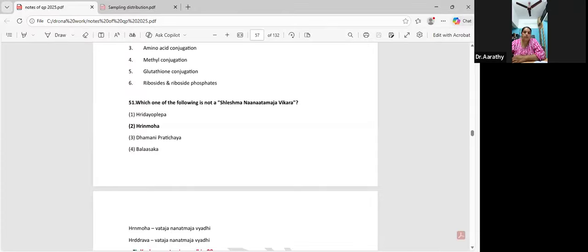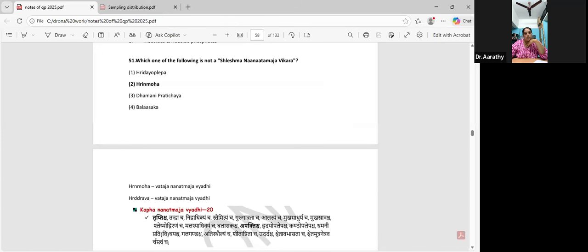Now, Sleshma Nanatmaja Vikara: you have to study the number of Nanatmaja Vikaras for Vataja, Pittaja, and Sleshmaja. And you can categorize those Vikaras, like, for Vata specifically, what all types of rogas come. For Pitta, Daha, Paka, all those things come under Pitta. For Kapha, Upalepa, all those come under Kapha. Such way you can categorize, and more versatile diseases come under Vata, specifically Moha, and all types of pains come under Vata. So do go through that, the total numbers 80, 40, and 20, all those things you have to know.